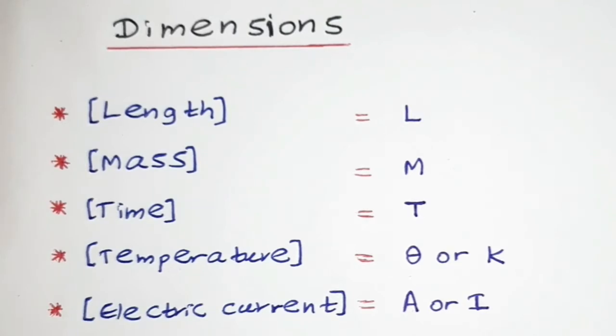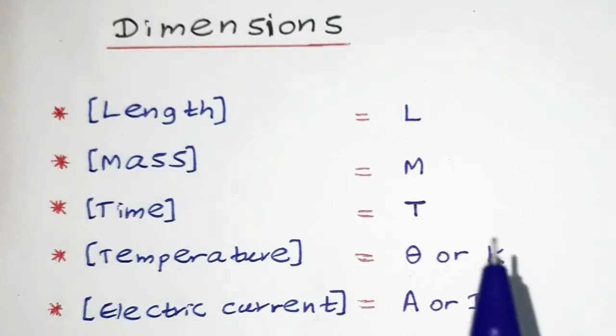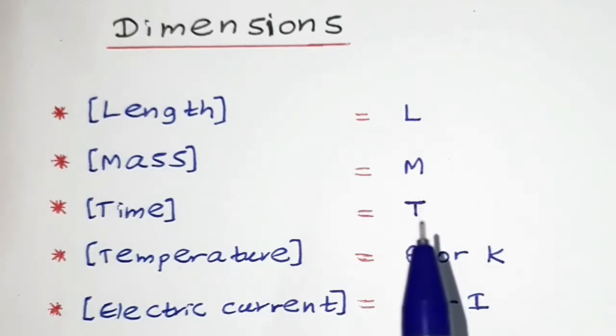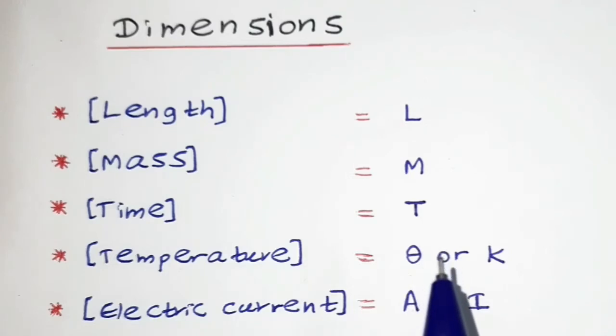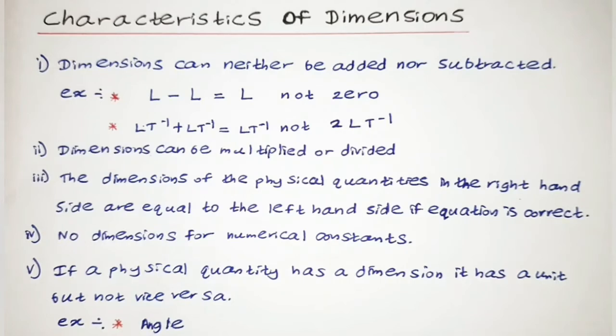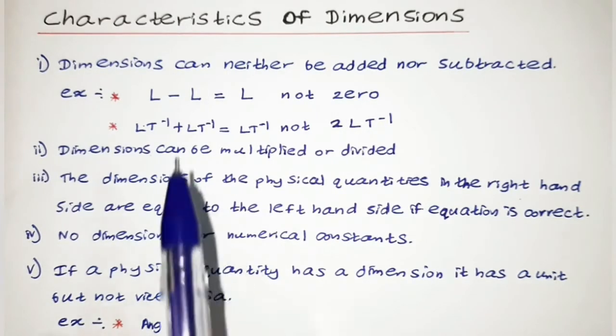Given here are a few symbols related to dimensions. The length is given in capital L, the mass in capital M, the time in capital T, the temperature in theta or capital K, the electric current in capital A or capital I. There are characteristics related to dimensions. Let us discuss the characteristics of dimensions.